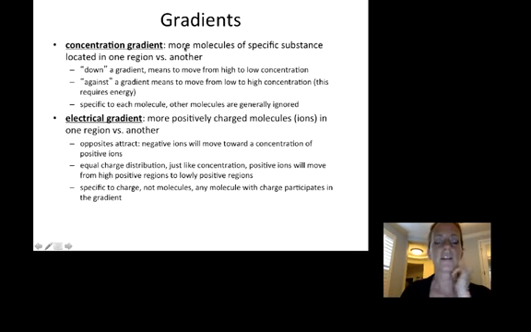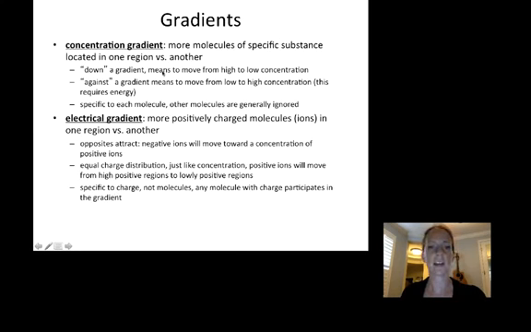So a concentration gradient is when you have more molecules of a specific substance in one region versus another, but it's specific to each molecule. Other molecules will be ignored. For an electrical gradient, we count all the molecules that can contribute a particular charge. So any molecule with charge participates in an electrical gradient.